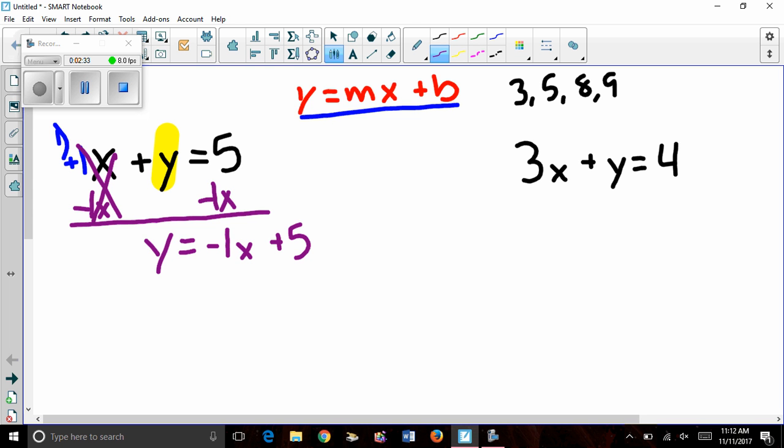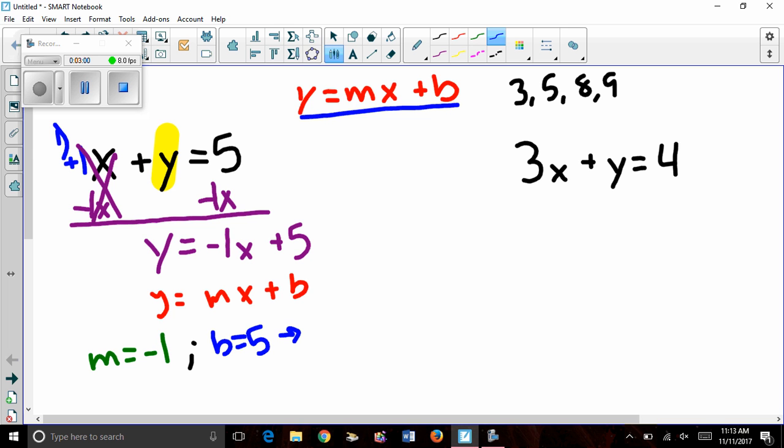Now, I wrote this in a specific order. What I want you to notice is that this is now written in y equals mx plus b form, where m equals negative 1, our slope, and b equals 5, giving us a y-intercept of 0, 5.